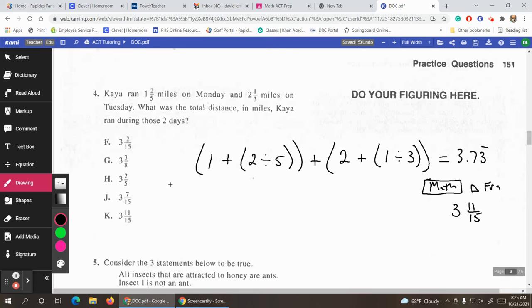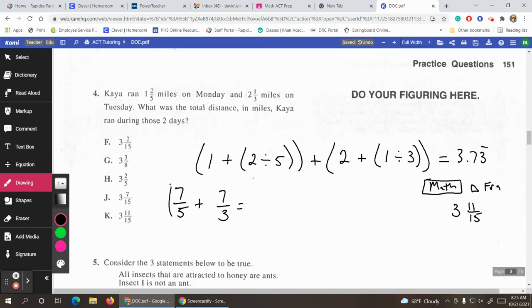Here's how you would do this mathematically, right? That's how you do it in the calculator. Here's how you do it mathematically. Right before I write it down, I'm going to say that this is 7 over 5 plus 7 over 3. 1 times 5 is 5, plus 2 is 7. That's how I got that. 2 times 3 is 6, plus 1 is 7. That's how I got that.